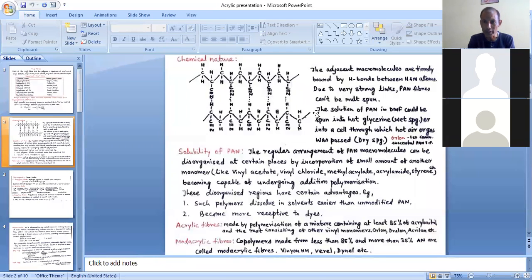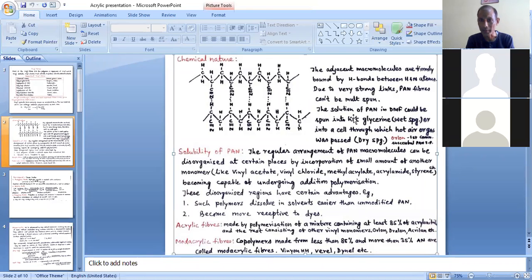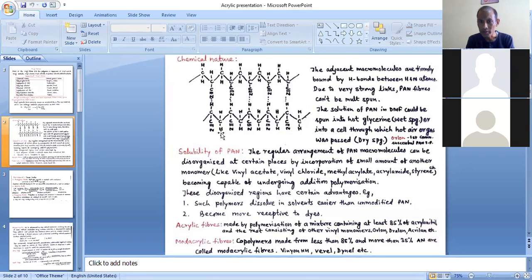The solution of polyacrylonitrile in dimethyl formamide, DMF, that is the name of the solvent which is used for solution spinning. Polyacrylonitrile is the polymer of the acrylic fiber. So this polymeric material is dissolved into a solvent named dimethyl formamide. So remember, dimethyl formamide is used as a solvent, and polyacrylonitrile is the polymeric material. When this polymeric substance is dissolved in DMF, we get the solution.